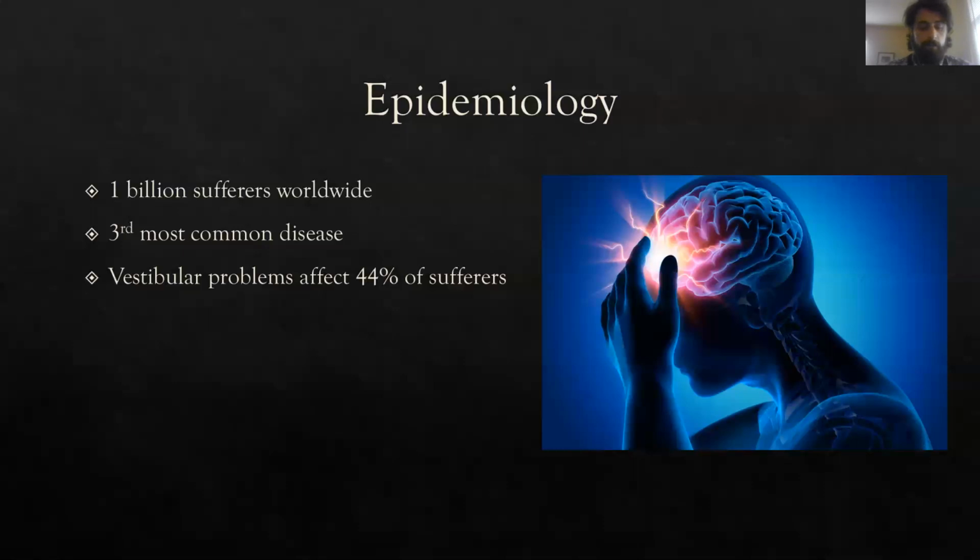Migraine affects roughly 1 billion people worldwide. It is the third most common affliction out there. Vestibular problems affect roughly 44% of migraine sufferers, making vestibular migraine especially common. Although, as I will discuss later, correlation is not necessarily causation. We're just doing our best with the information we have so far.